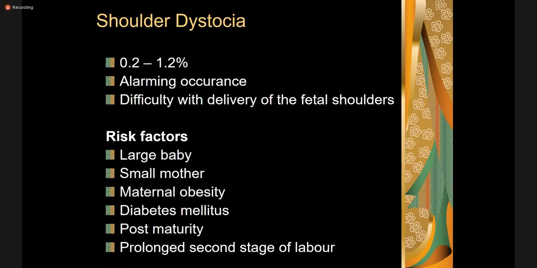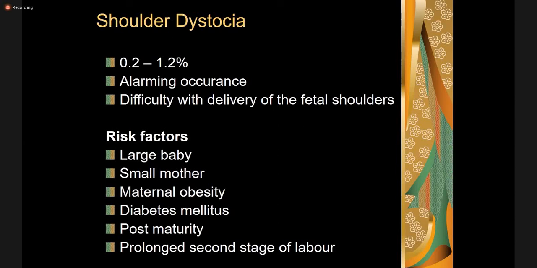Otherwise, the baby. The risk factors may be a large baby in cases of uncontrolled diabetes, maybe grand multipara, small mother, big baby, maternal obesity, again diabetes. Uncontrolled sugar may lead to macrosomia of the baby. A post-mature baby will be having good signs of prolonged second stage of labor. So always try to find out the risk factors.